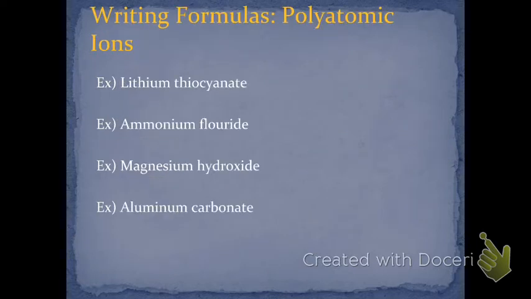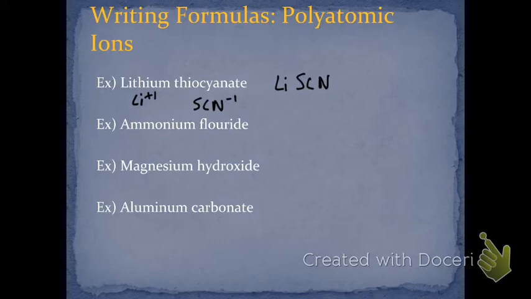All right, so now let's go ahead and start writing formulas from this. It's pretty easy. Lithium we know to be a +1 charge. So here's lithium. And thiocyanate, just go ahead and look that up. So thiocyanate is SCN -1. They both have +1 and -1 charges, so they'll be equal, so LiSCN.